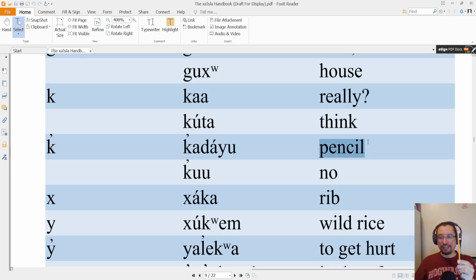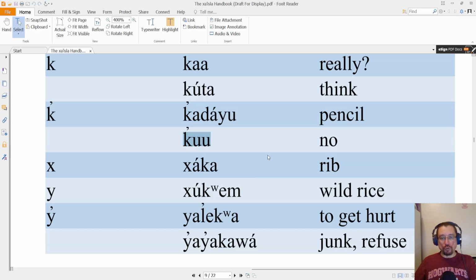Kyadayu gyada. This is a pencil close to me, the person who's speaking. Kyadayu. Next we have kyu. Kyu. And that means no.